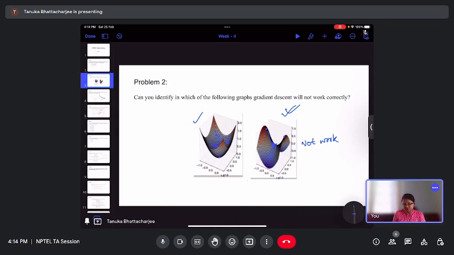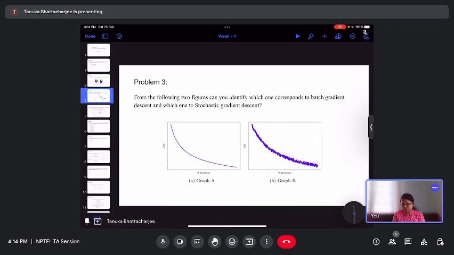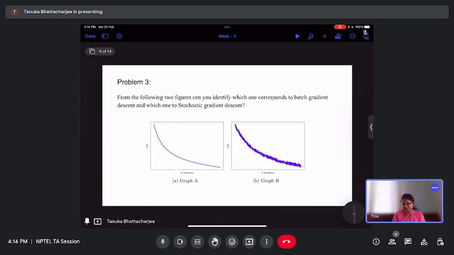Okay. So for the first graph it will definitely work, but for the second one it will not. So let us move on to the next one.